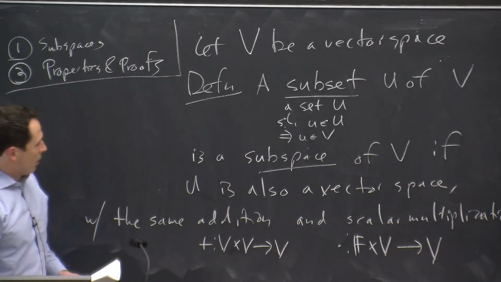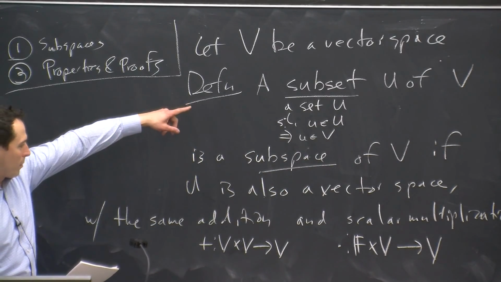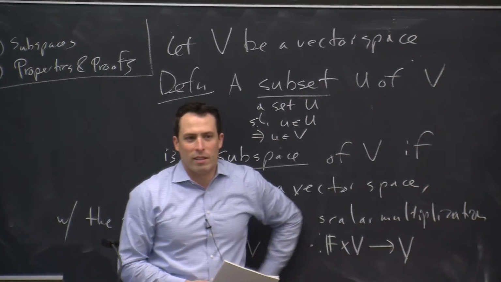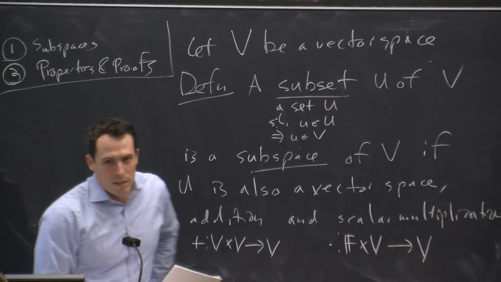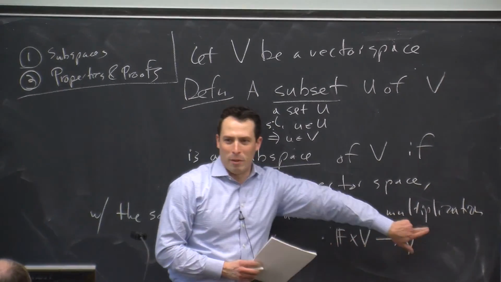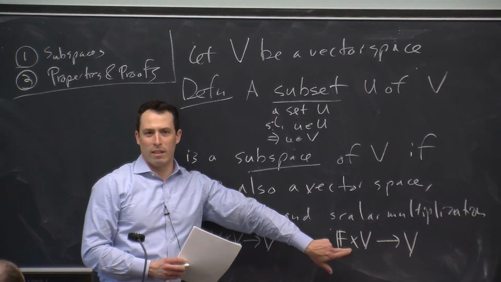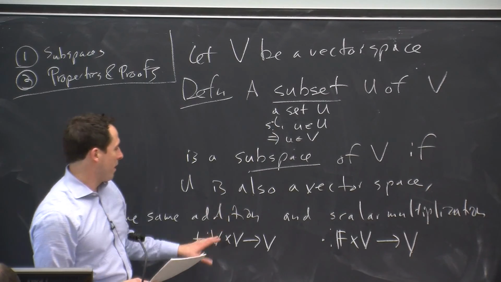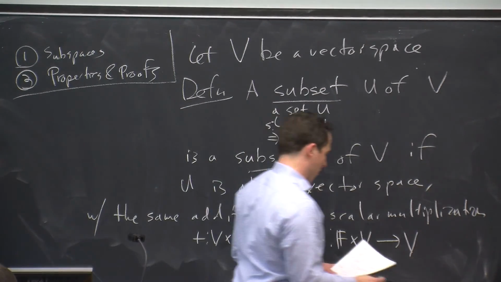Now, can a subspace of a vector space V be a vector space over a different field than V? No, right? Because it has to use the same scalar multiplication. So it has to use the same function here, the same F. OK, so they're over the same field, which is why I didn't really say that. They're over the same field.